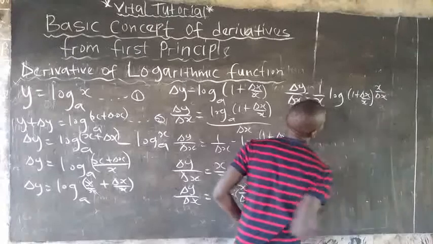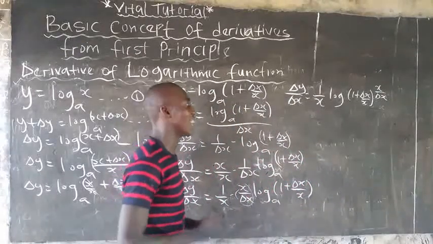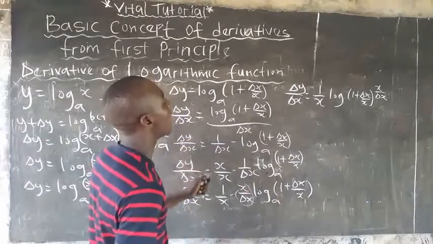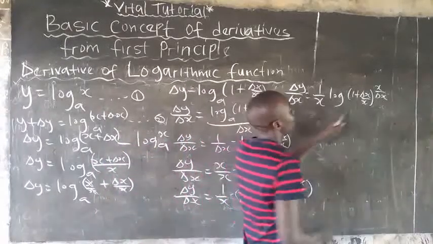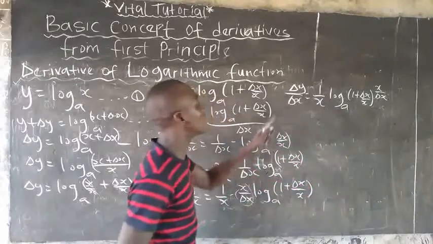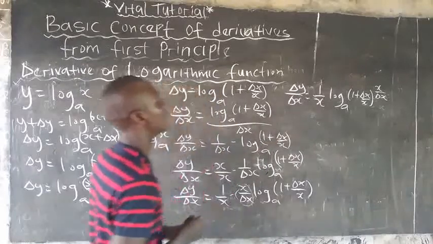I hope you are following, and I hope you are enjoying the class. So change in y over change in s is equal to 1 all over s log into 1 plus change in s over s, sorry, I have to put my base a, raised to the power of s all over change in s.